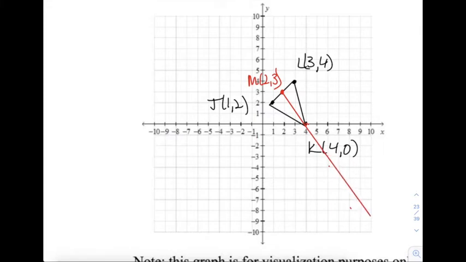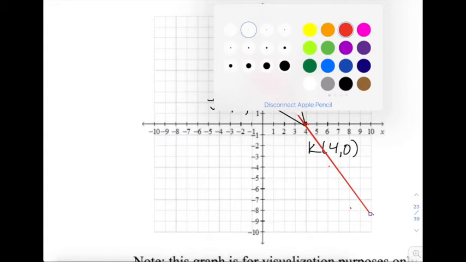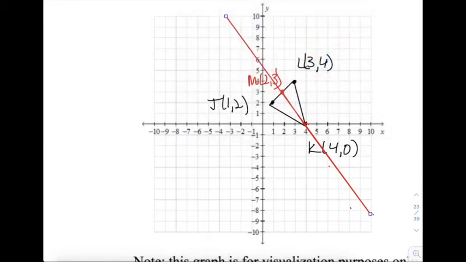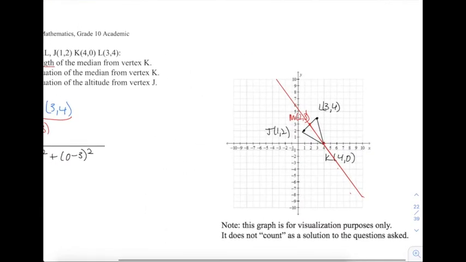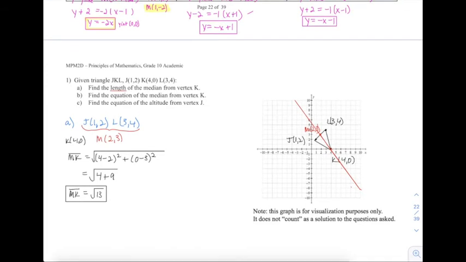Okay, so the line is the one that actually goes through the whole thing, right? Let me just try something here. I think there's a way to make this a dotted line, but I'm not going to figure that out right now. So I want the equation of that whole line.